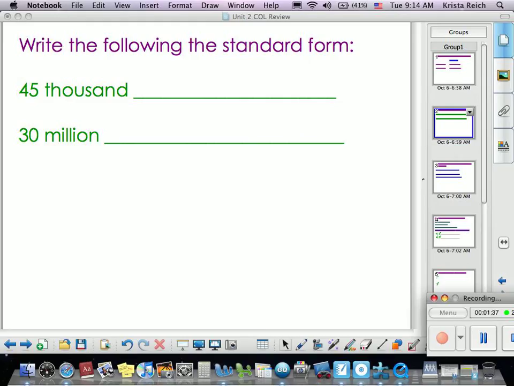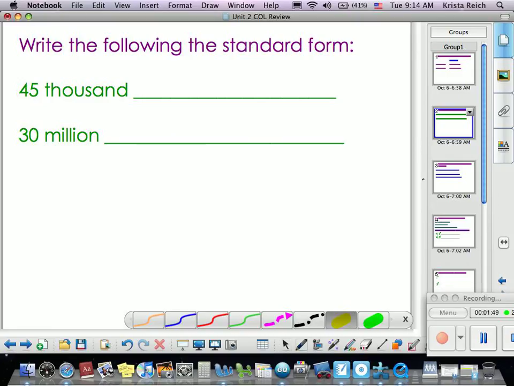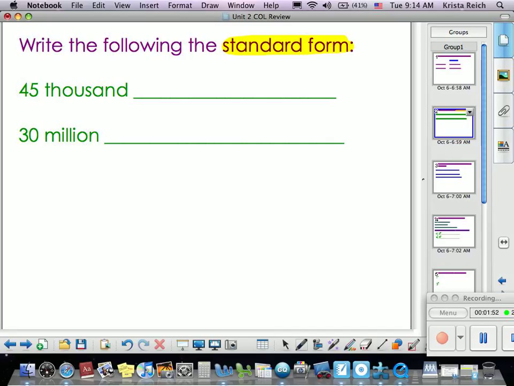The next part will be with standard form. And with standard form, you have to remember that is the actual number. Okay? So here, if I ask you to write something in standard form, you are writing the number. So here, we have numbers that are written in number word form, and 45,000 in standard form would be written just like this, 45,000. And then 30 million will be written 30, and the magic number for million is 6, so 6 zeros.